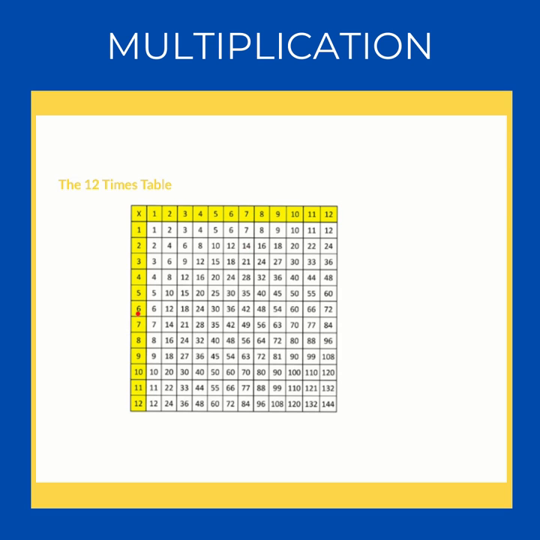Let's take 6. If I have 6 times 3, the answer is 18. If I have 6 times 12, the answer is 72. Let's take 9. If I have 9 times 6, the answer is 54. If I have 11 times 4, the answer is 44. So that's how you read the 12 times table. My advice to you is to memorize all the 12 numbers. Start with 1, then keep moving forward until you reach 12.